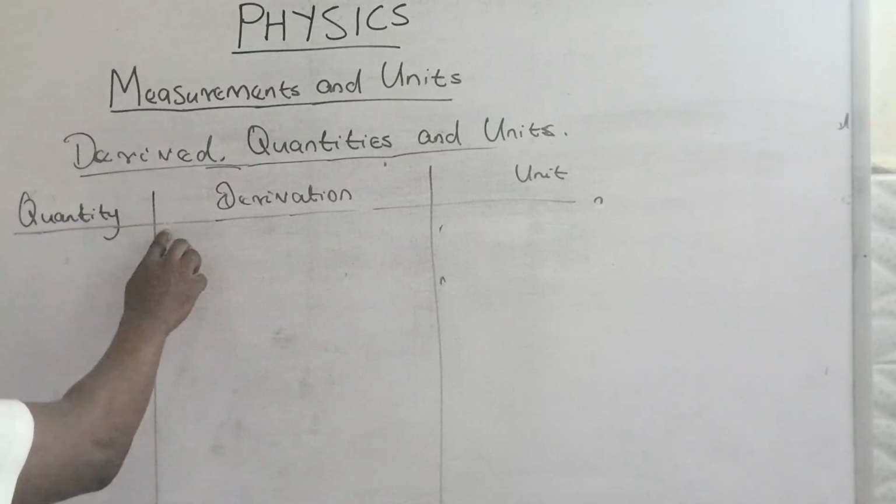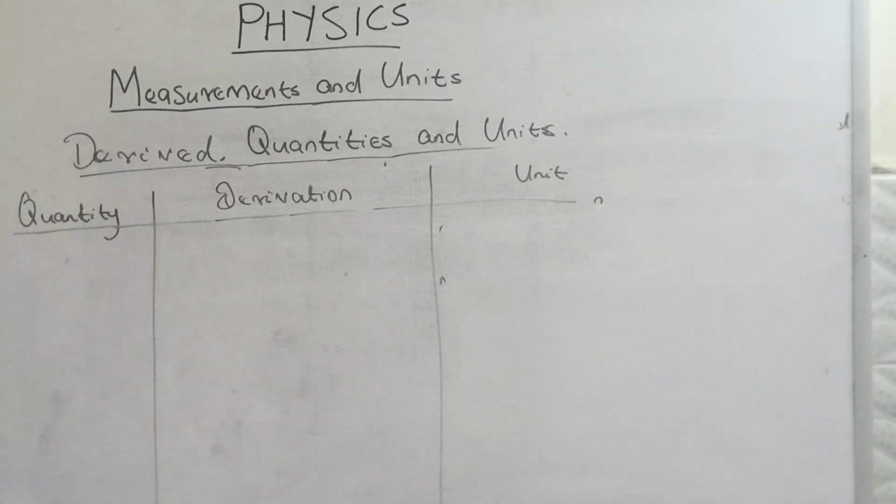Now before I proceed, take note that the unit of velocity is same as speed. So the unit of velocity, which is the meter per second, is the same as the unit of speed, which is the meter per second. So let us proceed.